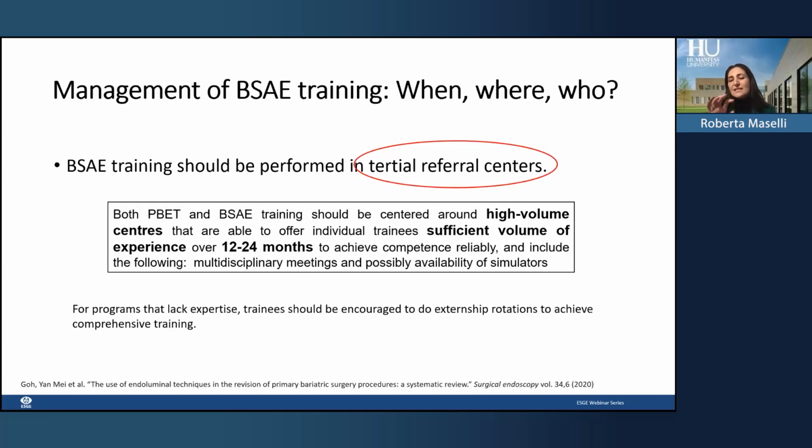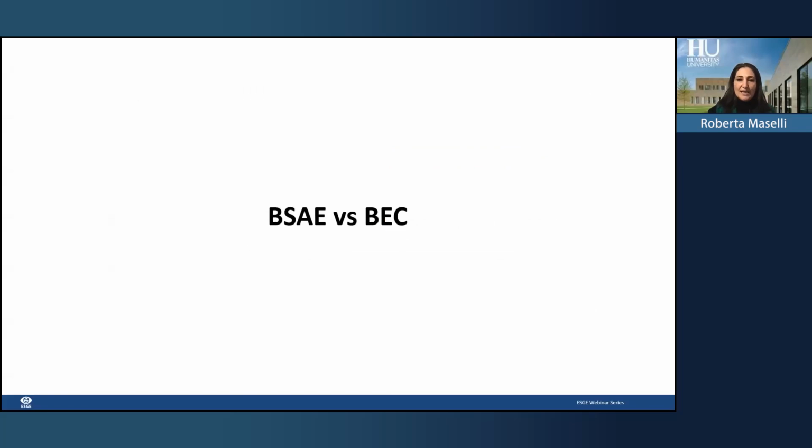So after this sentence, we were focusing on the high volume centers that are able to offer sufficient volume of experience for a period that should be 1 to 2 years, so 12 to 24 months, to achieve this competence reliably and include multidisciplinary meetings and possibly availability of simulators. Of course, if this program is lacking and you don't have this chance, we are encouraging you to go to an externship rotation to achieve this comprehensive training.